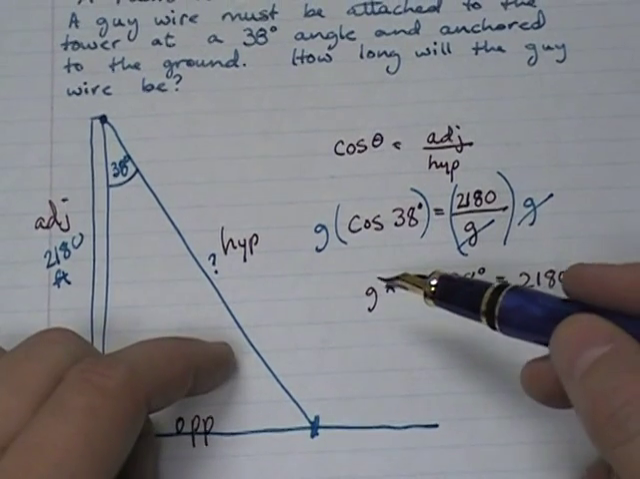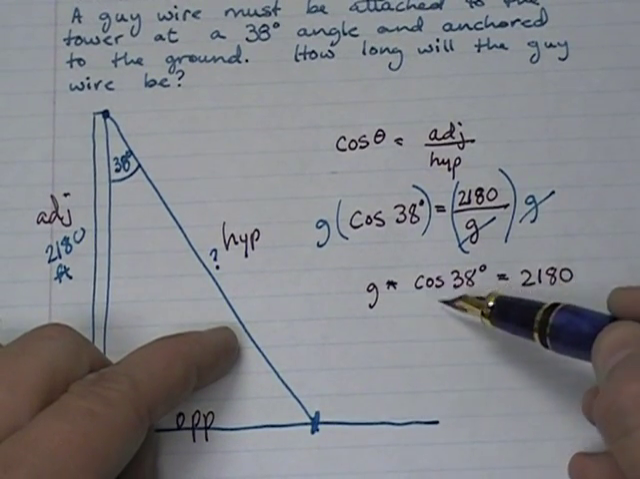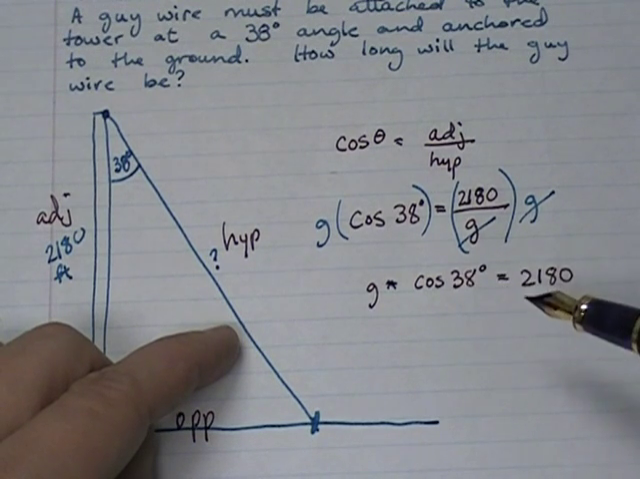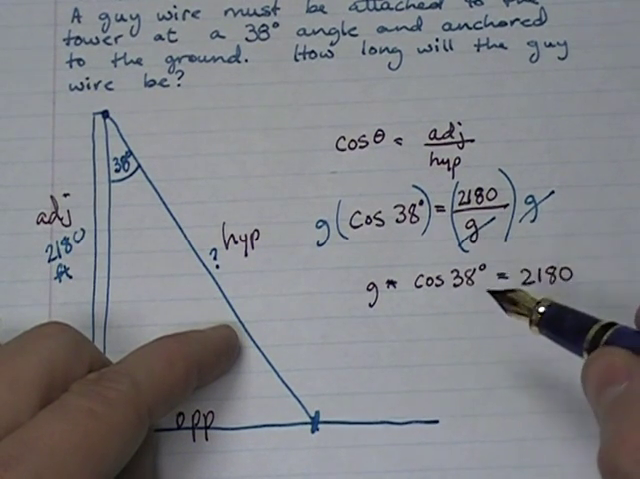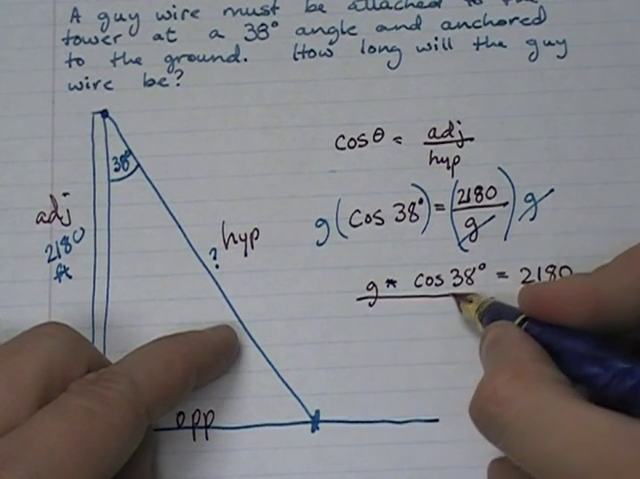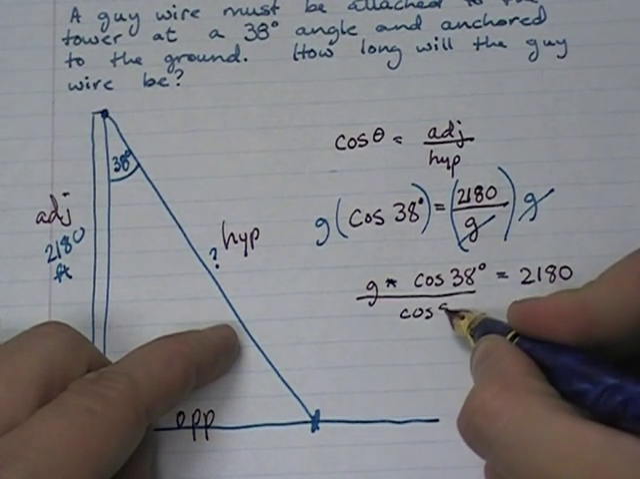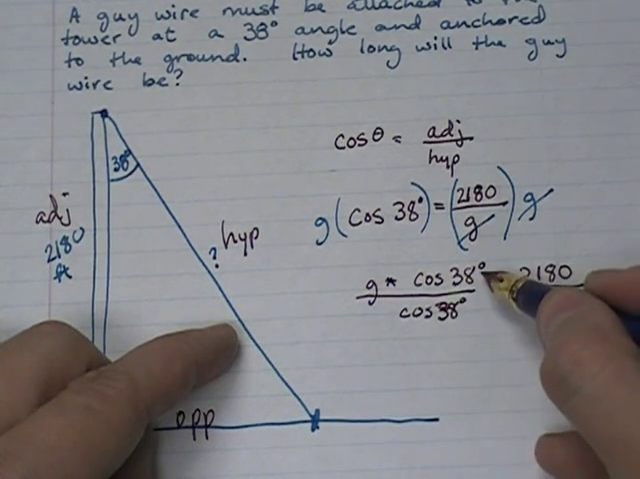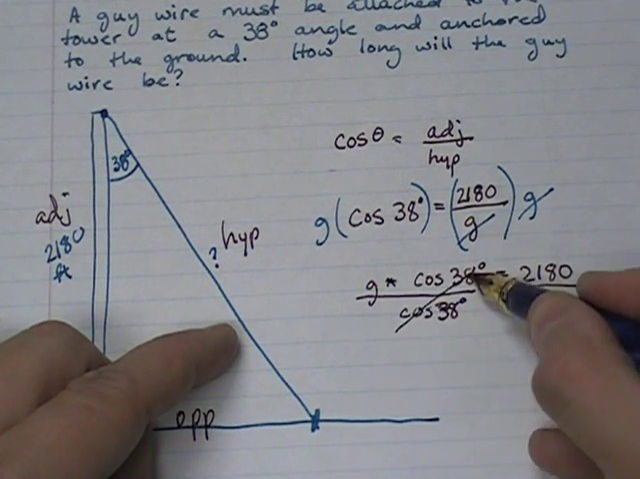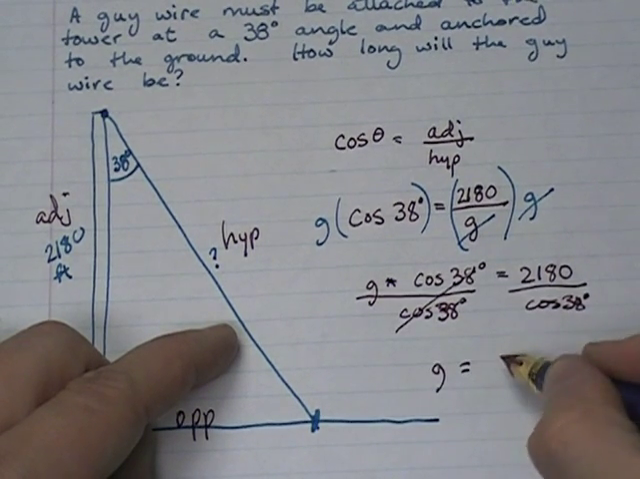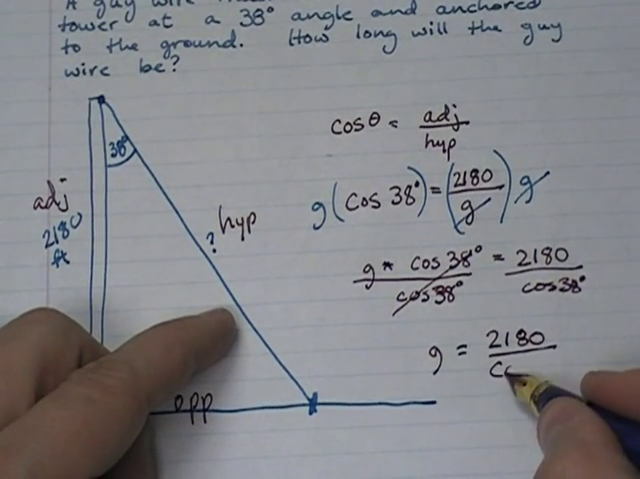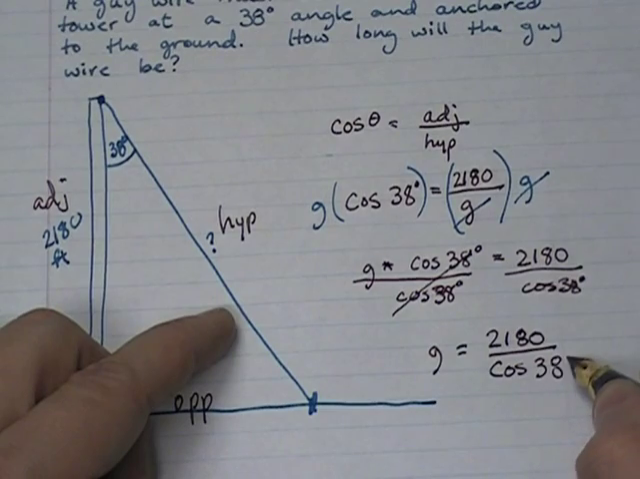So I want you to look at this like I had G times 5. What would you do? You would divide by 5. So this is no different. You're going to divide by cosine of 38 on both sides. What is cosine of 38 divided by cosine of 38? It's 1. So you get G equals 2180 divided by cosine of 38 degrees.